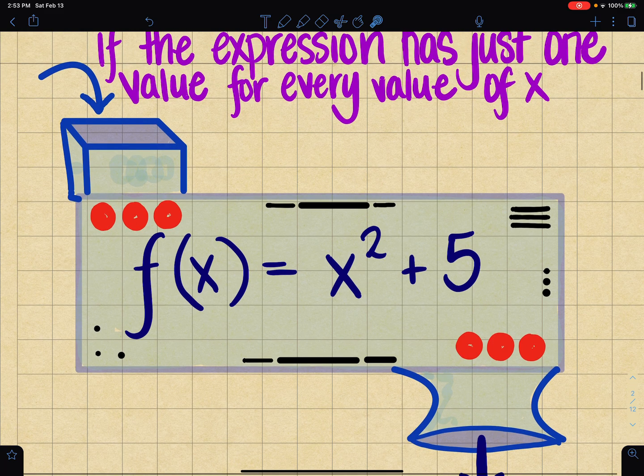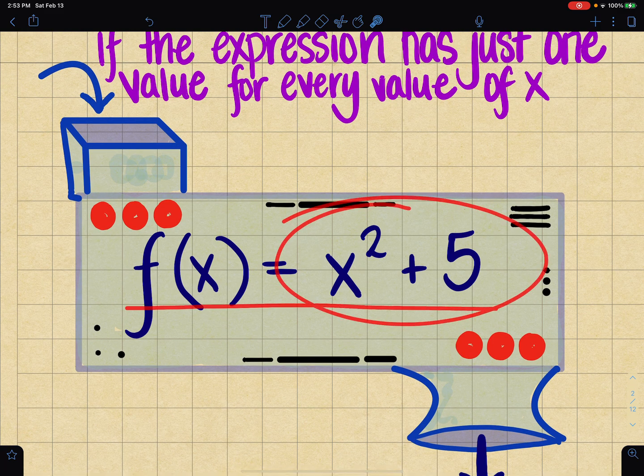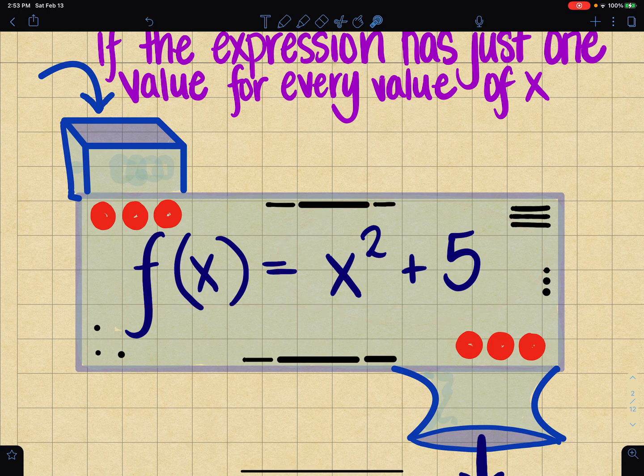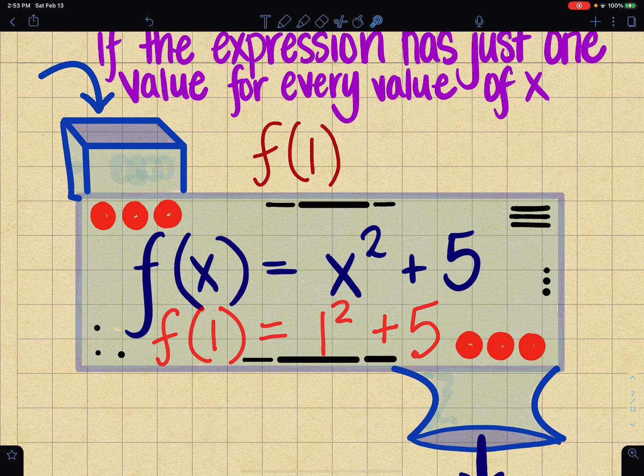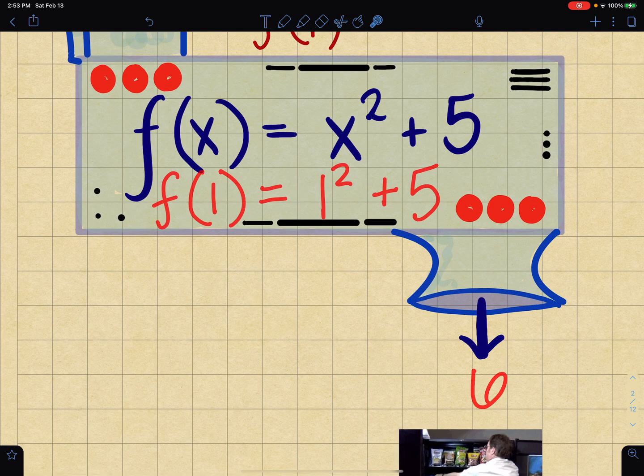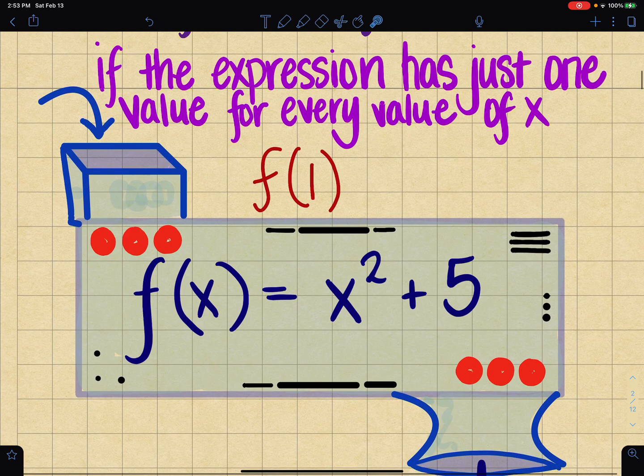So for example, if this is the function that we're looking at, f of x equals x squared plus 5, we can put inside the machine the number 1. So we would put in f of 1. And if you put in f of 1, then that gets put into the machine, and anywhere that there is an x, instead of an x, you're going to substitute a 1. So here we go. f of 1 equals 1 squared, which is just 1, plus 5. So it's going to be 1 plus 5, so it's going to spit out the number 6. Okay, so that's how the machine works.